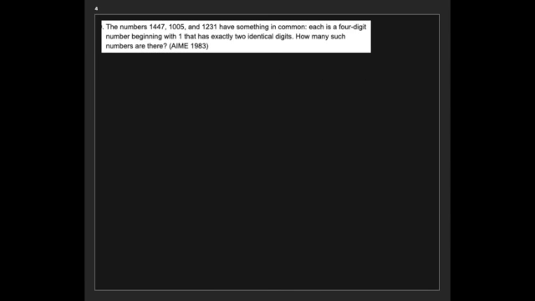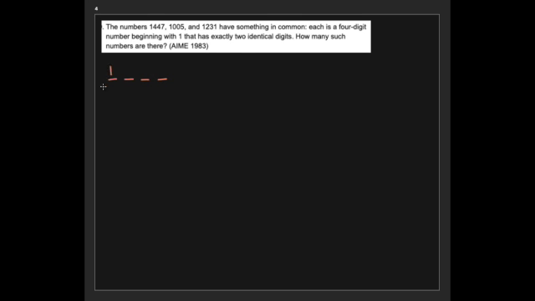Alright, so now moving on to a more complicated problem. The numbers 1,447, 1,005, and 1,231 have something in common. Each is a 4-digit number beginning with 1 that has exactly 2 identical digits. How many such numbers are there? So we know that this number has 4 digits, right? And we know the first digit is 1.